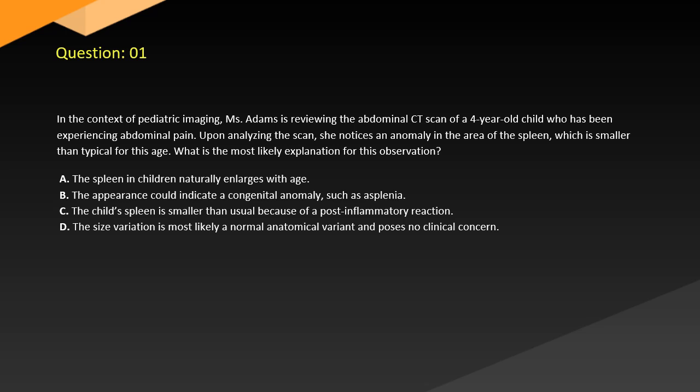A. The spleen in children naturally enlarges with age. B. The appearance could indicate a congenital anomaly such as asplenia. C. The child's spleen is smaller than usual because of post-inflammatory reaction. D. The size variation is most likely a normal anatomical variant and poses no clinical concern.